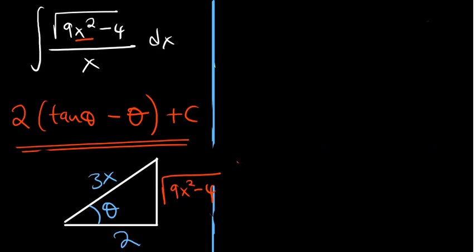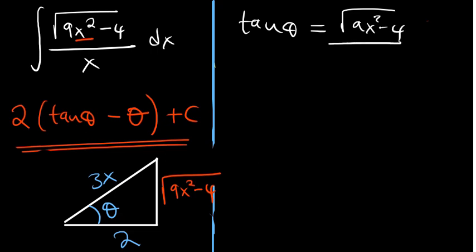So we've come up with a triangle. We should be able now to find the values of this, right? So what's tan theta from that triangle? So tan theta, we know that from SOHCAHTOA, tan is opposite over adjacent, so the opposite is root of 9x squared minus 4. So 9x squared over the adjacent side is a 2. Okay, that's tan theta. We can also find theta.